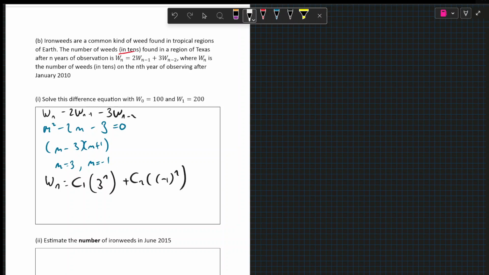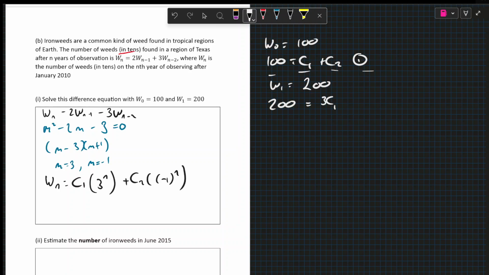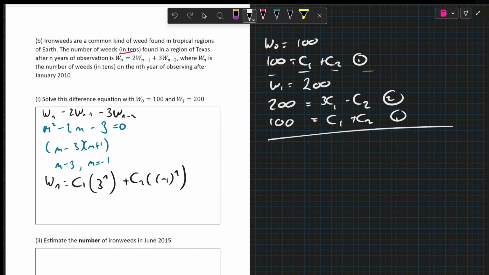Now we're going to put in our values. W0 is 100, so 100 is C1 plus C2, since both powers are 0. W1 is 200, so 200 is 3C1 minus C2. That works very nicely because we can put the 100 in as C1 plus C2, from equation 1. These are going to cancel. We get 300 is 4C1, so C1 is 75. C2 will have to be 25.